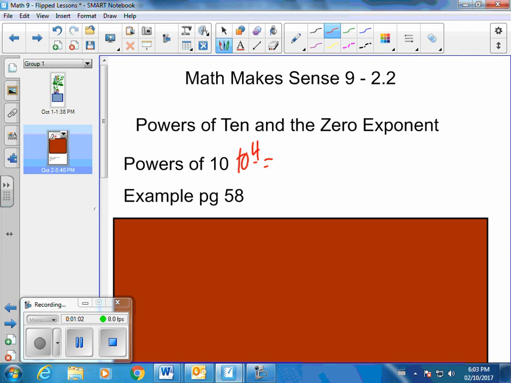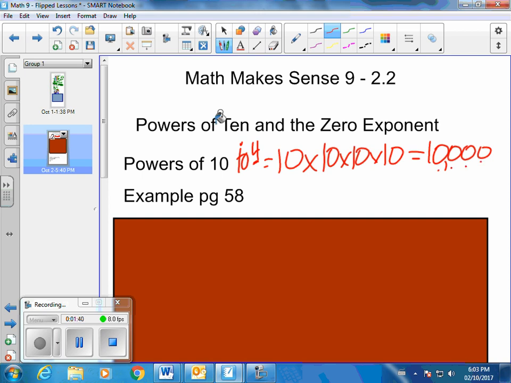So what we get is, if we take our base number and we multiply it 4 times, so 10 times 10 times 10 times 10, we wind up with 1, 2, 3, 4 zeros, 10,000. Okay. Happen to notice a very simple and very easy pattern? That's the exponent, 4 zeros.